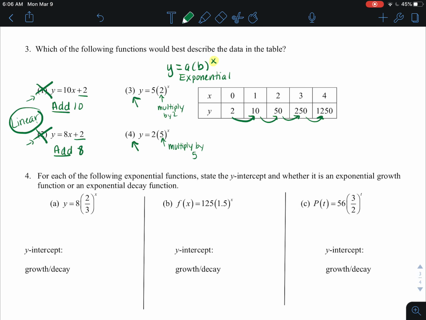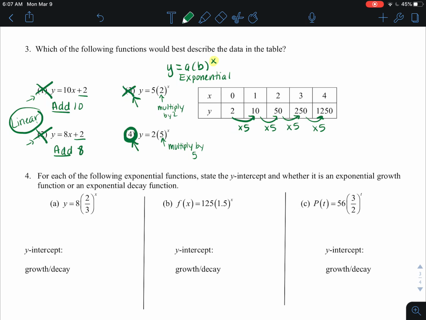So now, are we multiplying by 2 or by 5? Well, 2 times 2 is 4, so we're not multiplying by 2. So we must be multiplying by 5. So 2 times 5 is 10. Yes. 10 times 5 is 50. That works. And if you weren't sure about the other ones, you could check in your calculator. 50 times 5 is going to give you 250, and 250 times 5 will give you 1250.